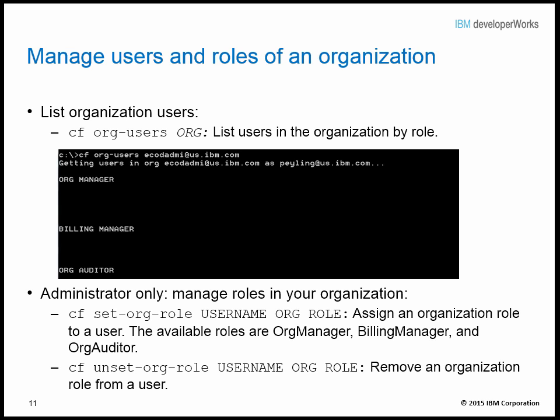We can also manage users and roles of an organization using the CLI. Commands for listing users are cf org-users. This will list users in the organization by role. cf space-users will list users in the space by role.